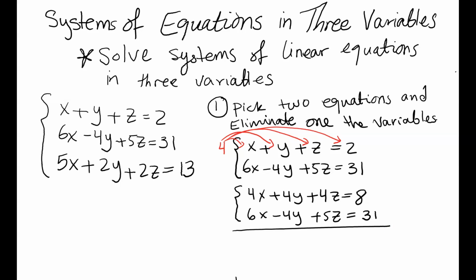So now we're going to add these equations. This is going to be 10x. y will be eliminated as we wished. And then plus 9z is equal to 39. Okay, so that's one equation that is very valuable, and we're going to be using that again. So you can circle that.